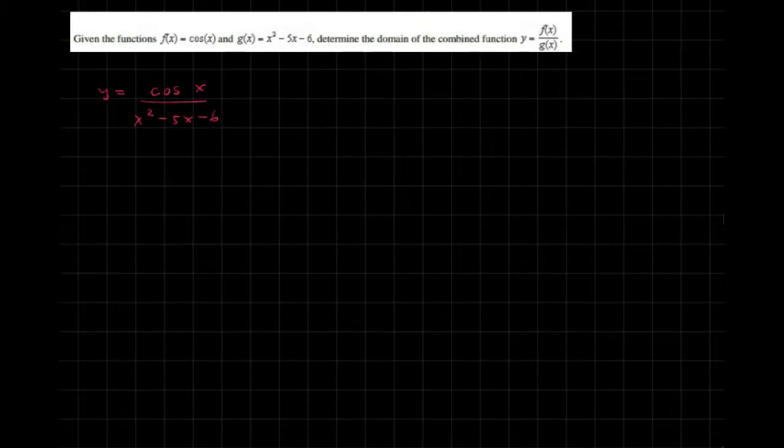And then what you want to do now is determine the domain, so you have to look for restrictions.